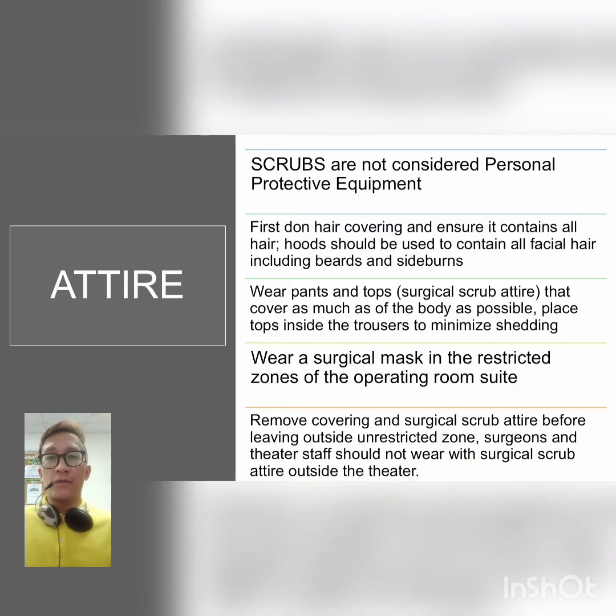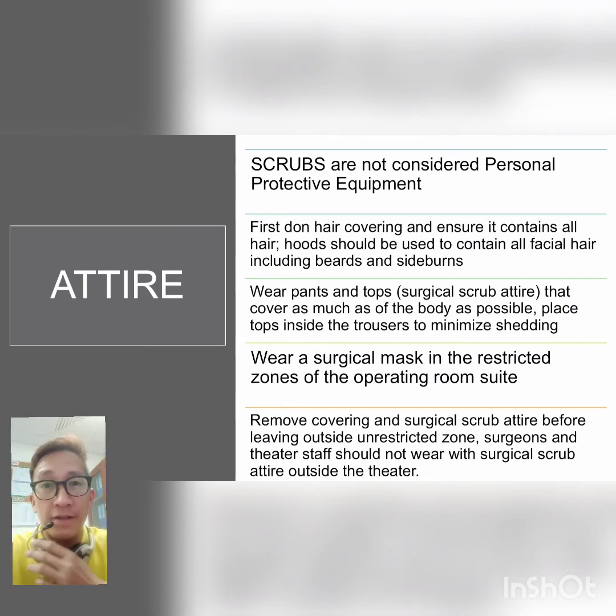The following slide that we are going to discuss are the other components of our aseptic technique. Appropriate attire is based on the risk of the procedure and the area of the hospital where the procedure is being performed. It is important to remember that scrubs are not considered personal protective equipment.